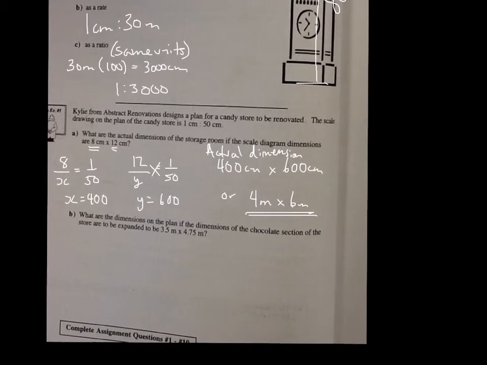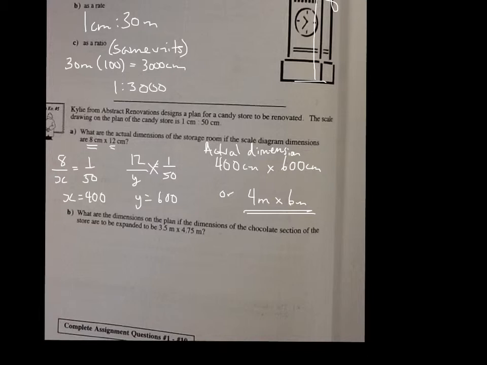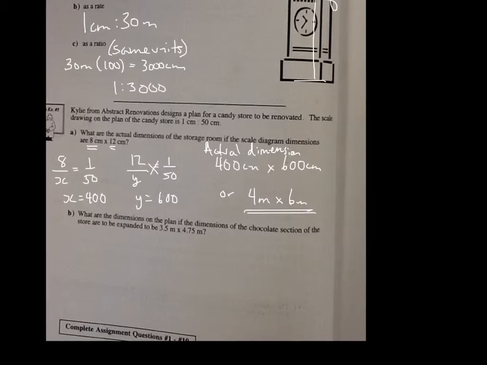And part B, what are the dimensions of the plan if the dimensions of the chocolate section of the store are to be expanded to be 3.5 meters by 4.75 meters? So each of these dimensions you just need to multiply by the scale that we were given, which is 1/50th. So 3.5 meters multiplied by our scale of 1 over 50 equals 7 centimeters. And how I got 7 centimeters was I converted 3.5 meters to 350 centimeters first. And then you multiply by 1/50th and you get 7 centimeters.